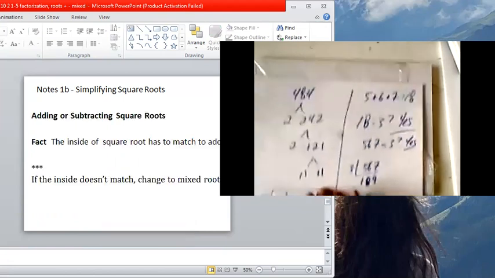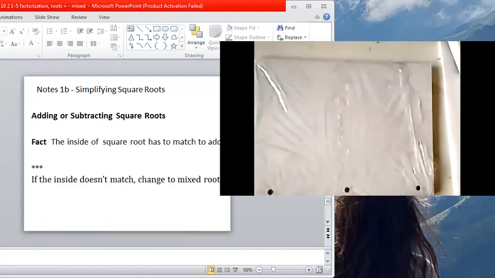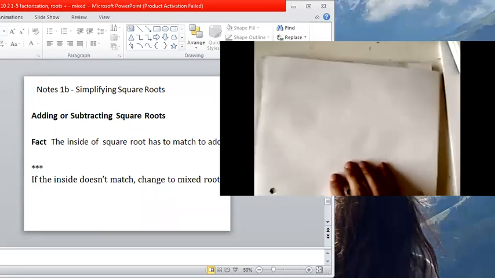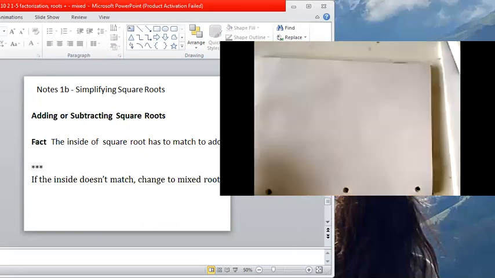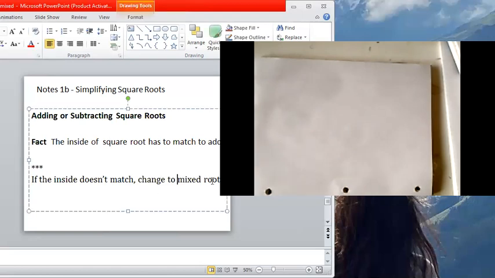Now, this is the home run. Last little bit. See, if the insides match, then you add them together. If they don't match, it's finished, or you try and change it to a mixed radical like we just did.